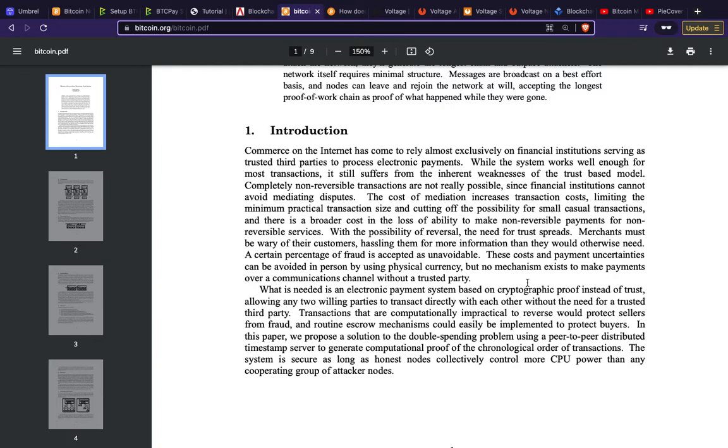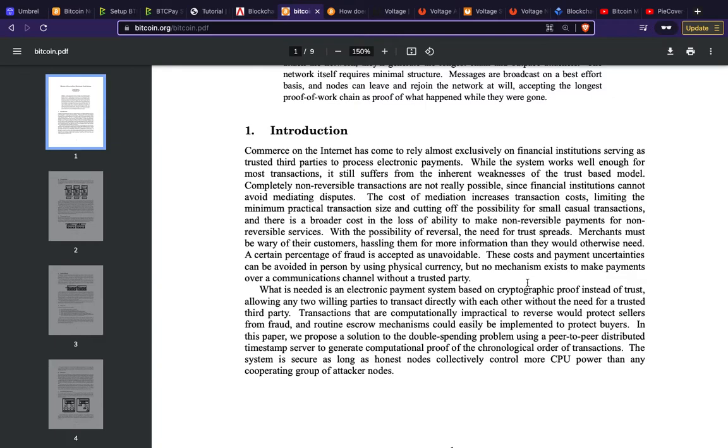And this is what those proof of stake people don't really understand. They just think they can avoid the energy. Like they think they can save energy, but they don't understand the fundamental problem Bitcoin solves, right? Allowing any two willing parties to transact directly with each other without the need for a trusted third party.